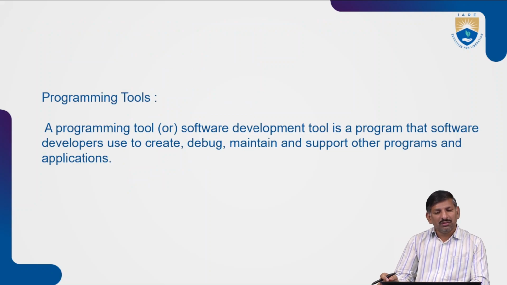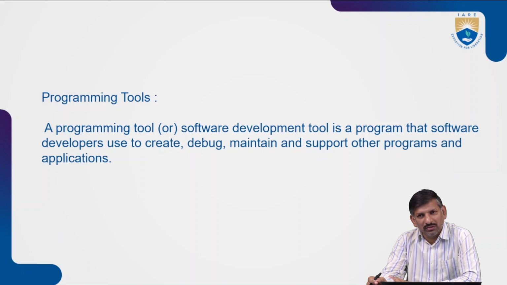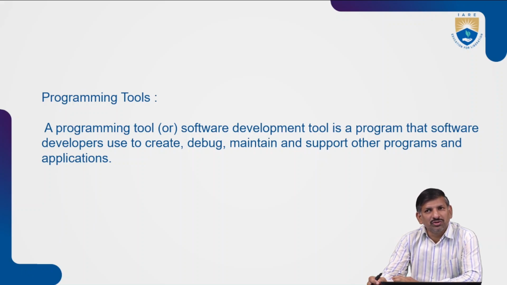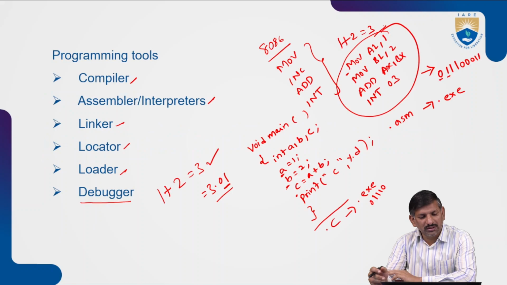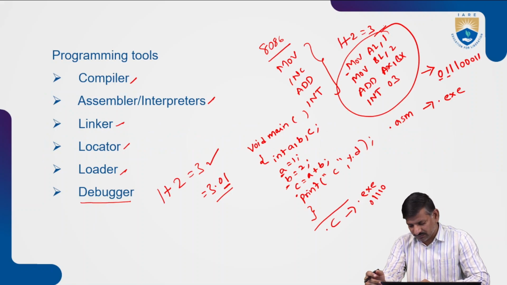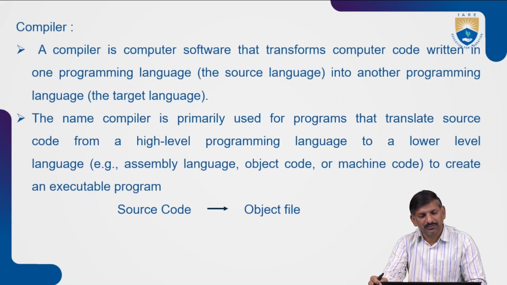A programming tool or software development tool is a program that software developers use to create, debug, maintain, and support other programs and applications. These are the various tools we are using here: compiler, assembler, linker, locator, loader, and debugger.